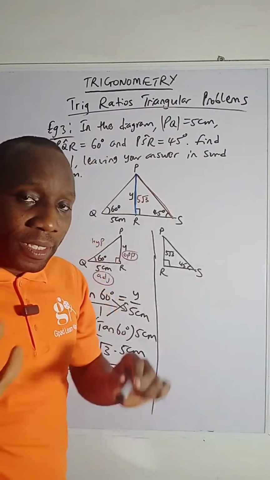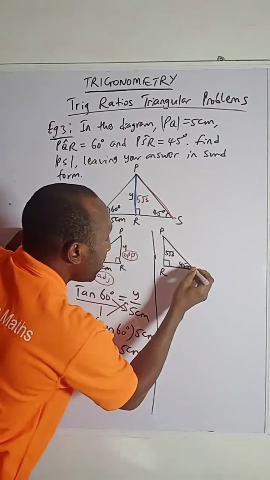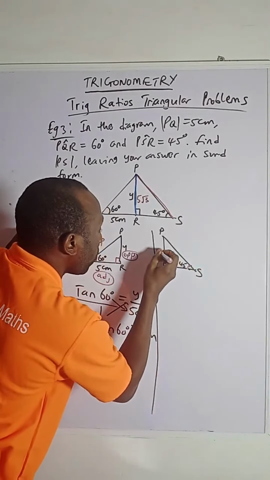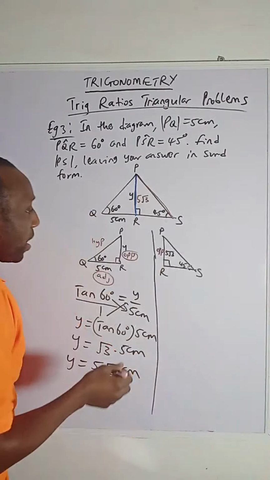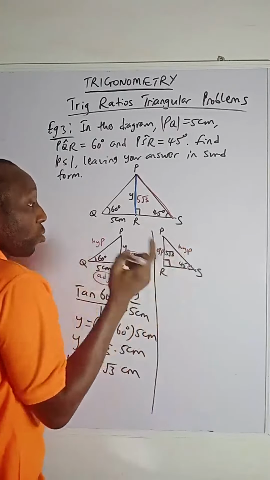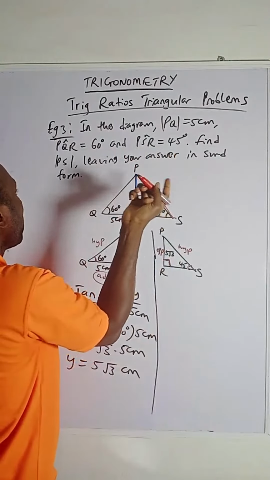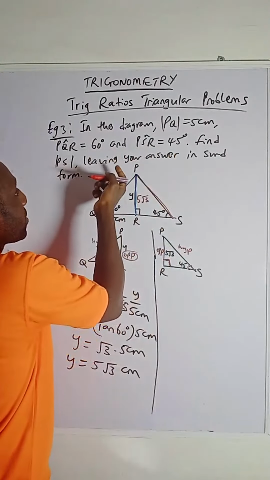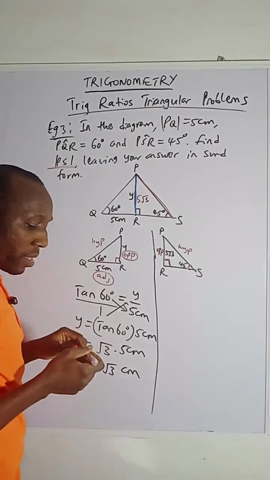All we need to get one of the sides is that once you know one angle and you know one side, that's enough. Since this is where the angle is, this is angle 45 degrees. This becomes the opposite. And this is the right angle, so this is the hypotenuse, which is what we need to get because it says find PS. Where is it? Yes, it's here.